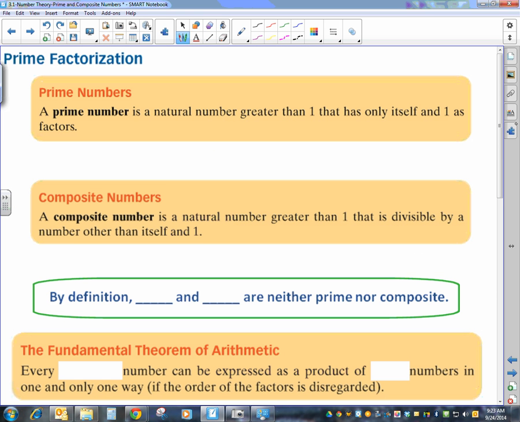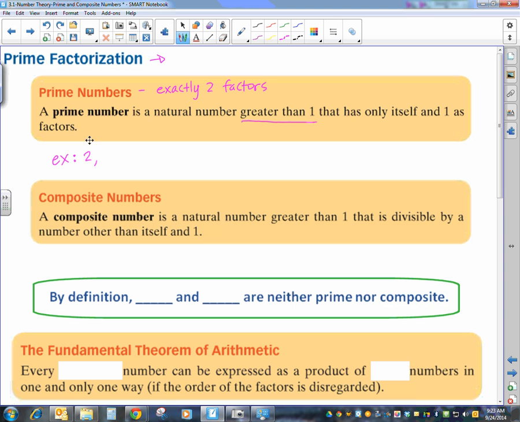Prime factorization. Okay, it's an important thing. It can simplify your life in a lot of ways. But a prime number is a natural number greater than 1 that has only itself and 1 as two factors. So this says that it has exactly two factors. That's kind of a shortened version of what we just said. Now, it's important for you to know those.